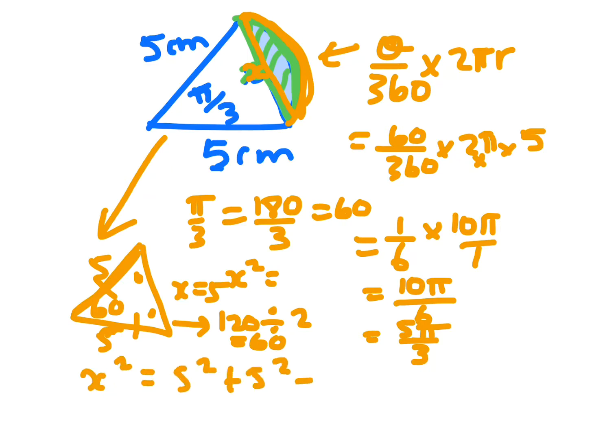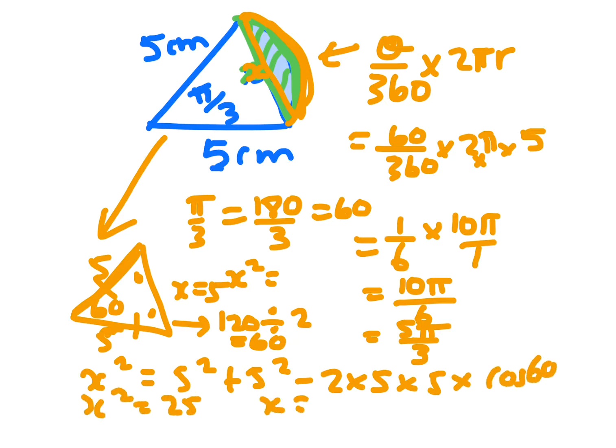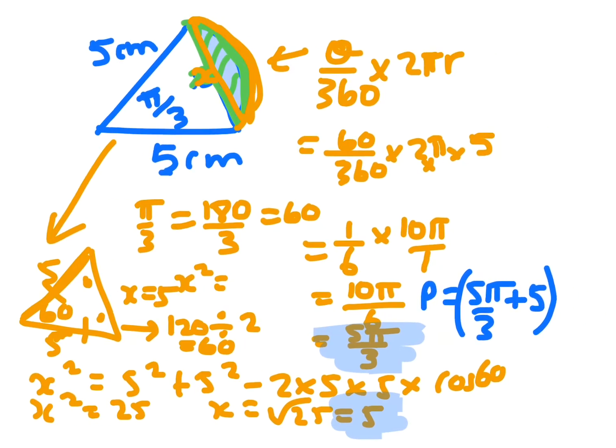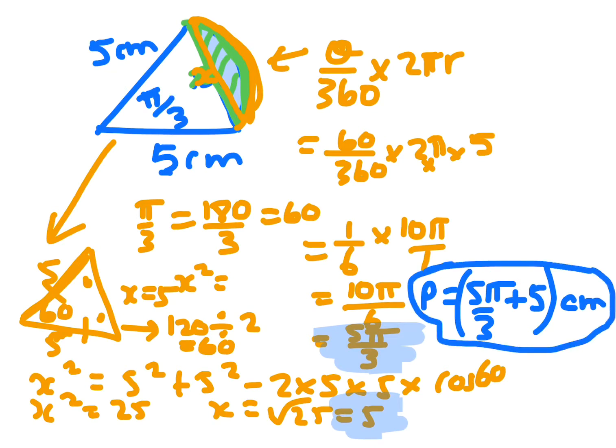So it's 5 squared plus 5 squared minus 2 times 5 times 5 times cos 60. And when you work that out, you get 25. The square root of 25 is 5. So now to get the whole perimeter, you have this 5 here, plus the 5 pi on 3. You just add them together: 5 pi on 3 plus 5, and the units are centimetres. And that would be the perimeter of that segment.